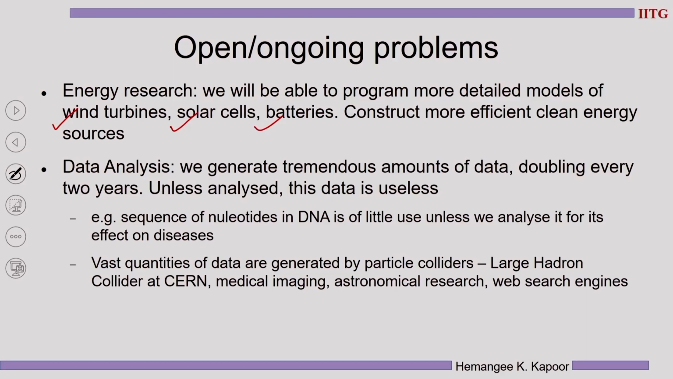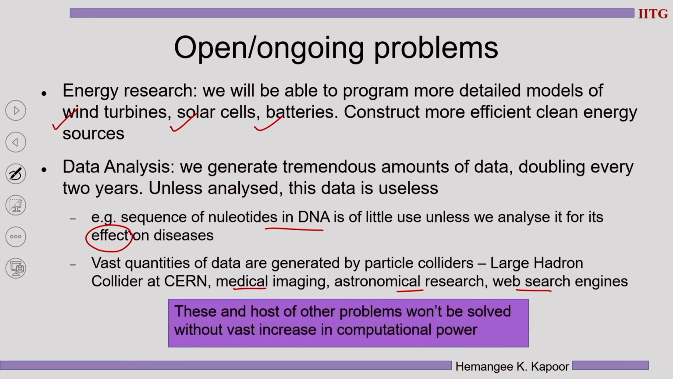For example, I have data related to DNAs. I can do little with this if I don't analyze to find out its effect on the diseases. Right? So for this, I need to check the effect of a particular type of DNA on a disease. Then we are generating lots of data in particle colliders, then medical imaging, astronomical research, and also web search engines. So all this data needs to be analyzed, and we need again hardware support to do this. So these and a host of newer problems will be coming up, and they will be unsolved without the vast increase in the computational power which we are expecting to support.